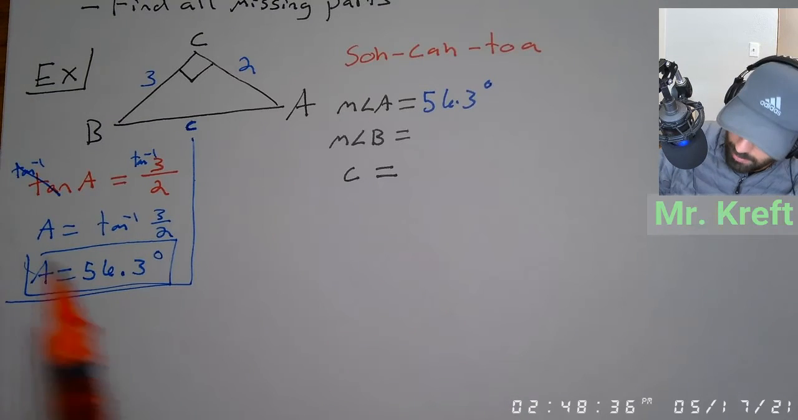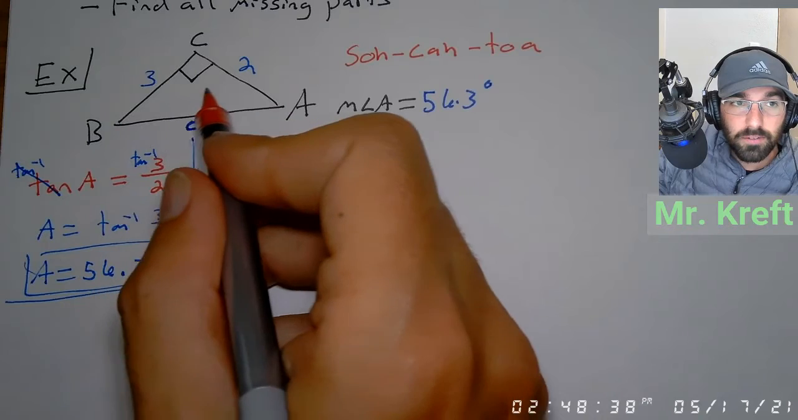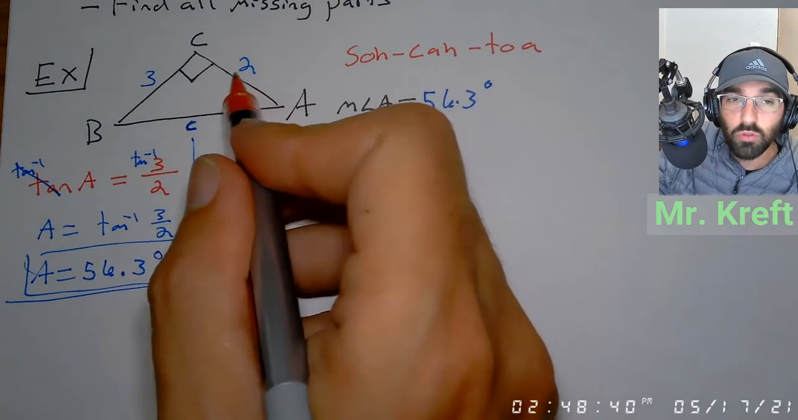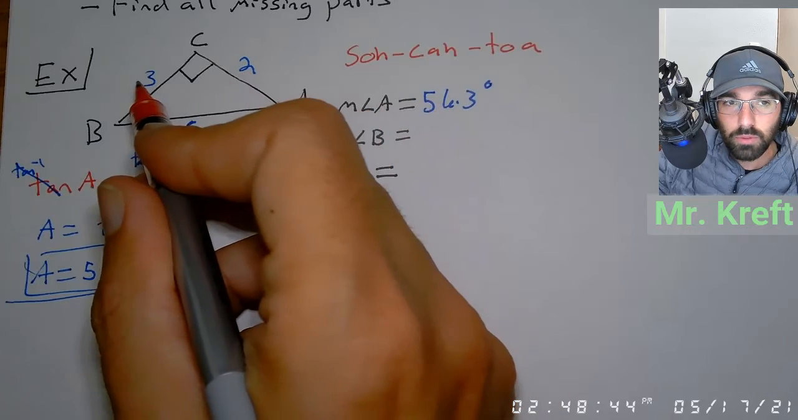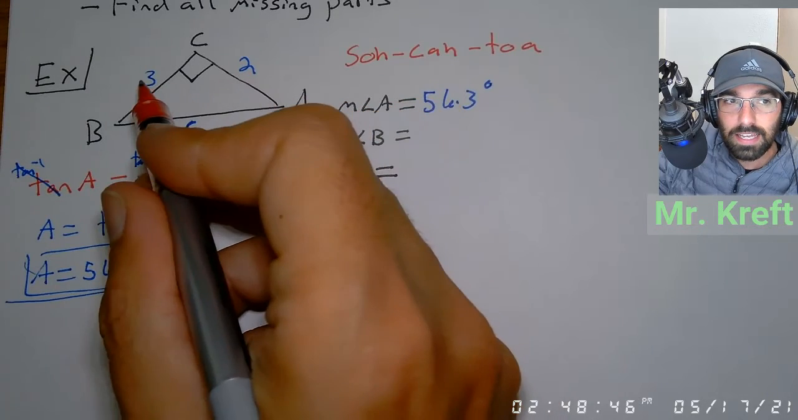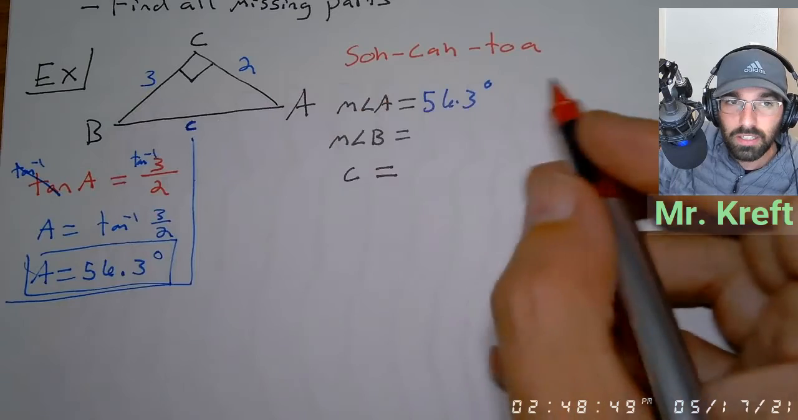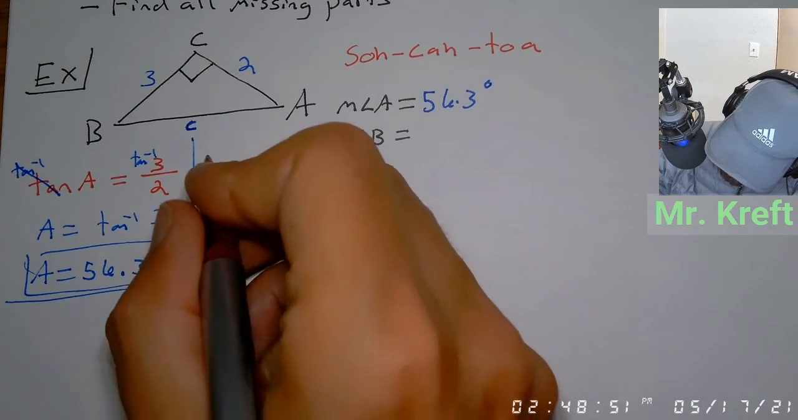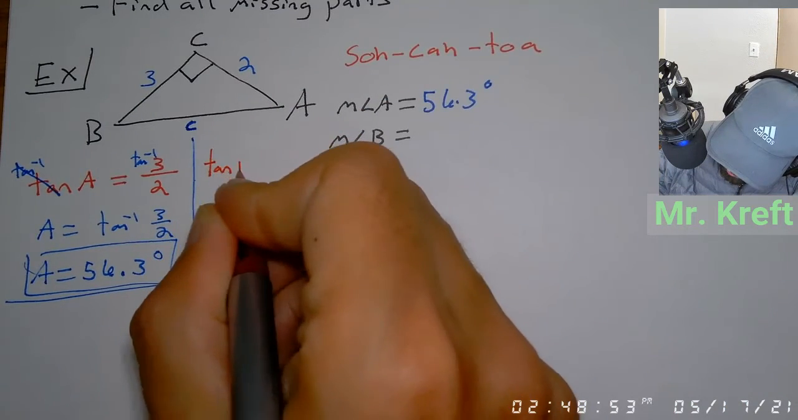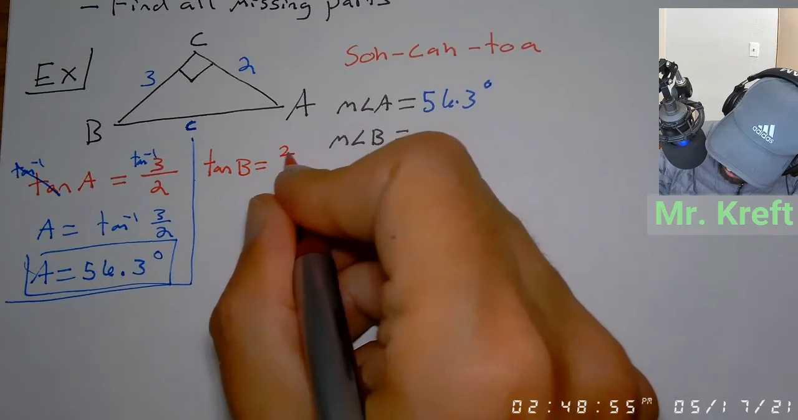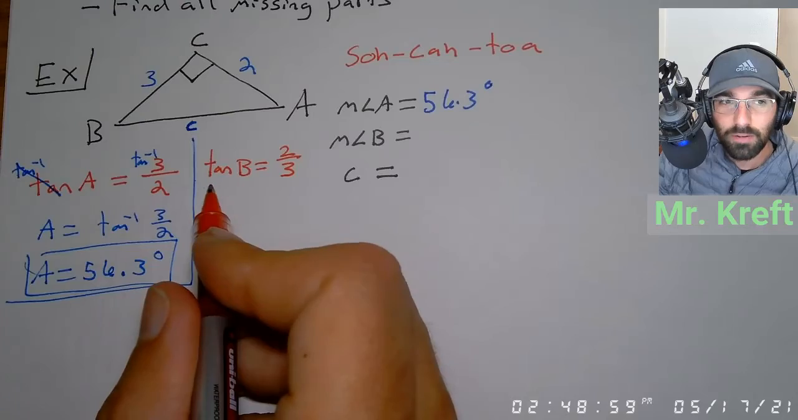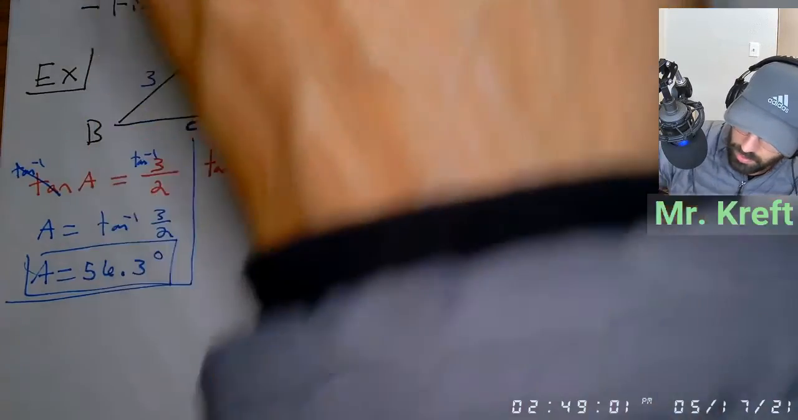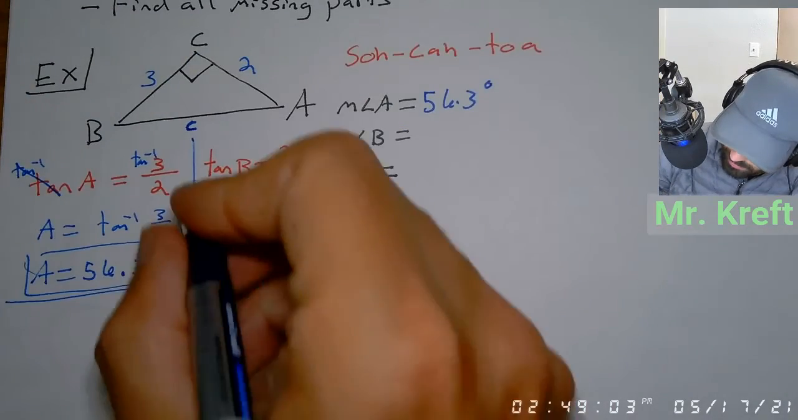So now, if I'm at angle B, the side furthest away now is the 2. So 2 is my opposite. So I want to use the 2 and the 3. That's going to be opposite and adjacent for angle B. So I'm going to use tangent again. But this time, the 2 is on the top and the 3 is on the bottom because I switched reference angles. So how do I go ahead and solve this?